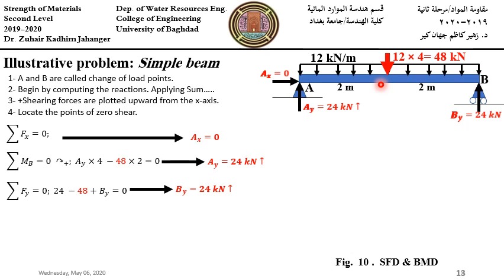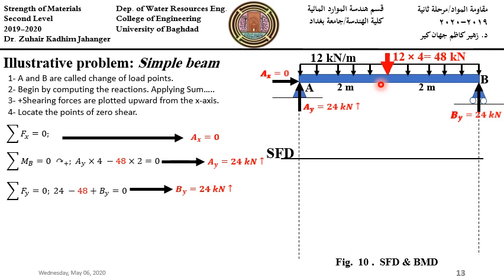So to draw the shear force diagram, we draw horizontal lines at the change of load points at A and B for the shear force diagram. The upward reaction of 24 kilonewton causes the shear ordinate at A to increase to 24, as shown.